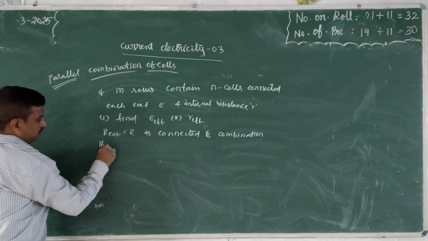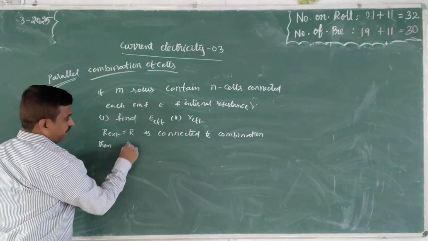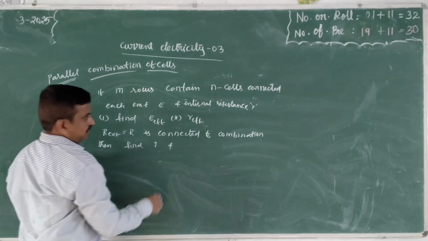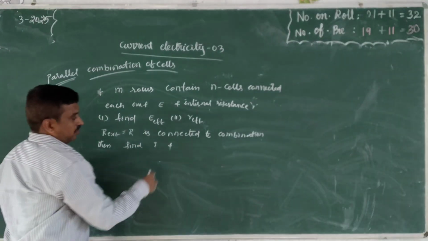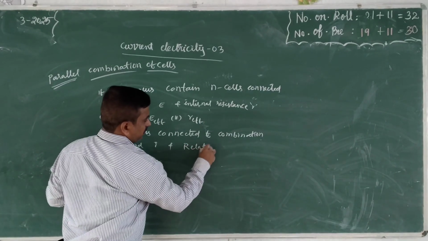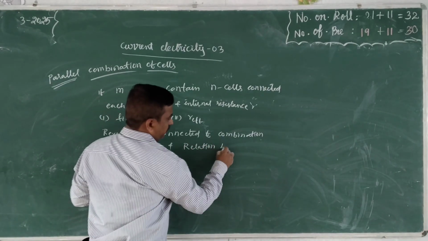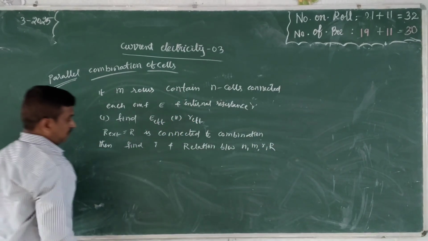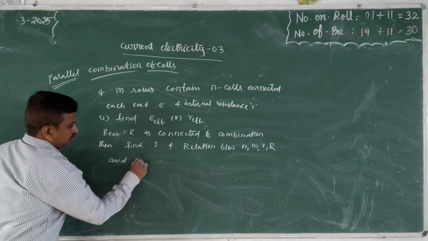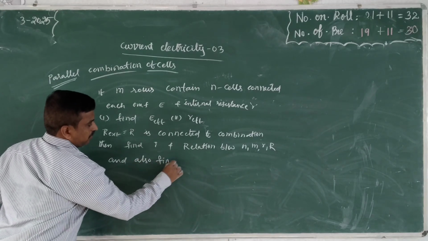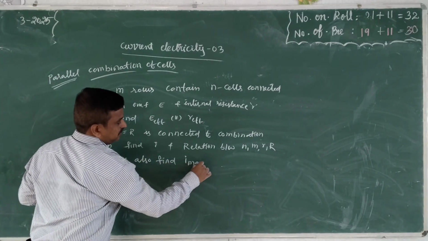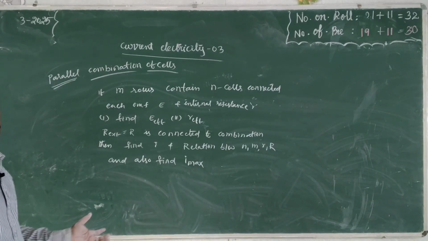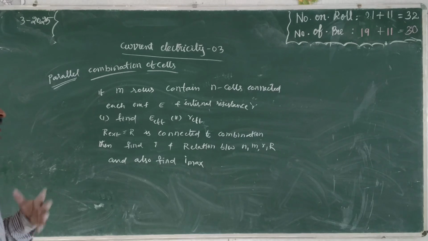Find I, and then we can find the relation between n, m, small r and capital R, and also find I maximum, the maximum current in the circuit. That we also find out. It is called a mixed group, meaning cells in series and cells in parallel, both cases are there.